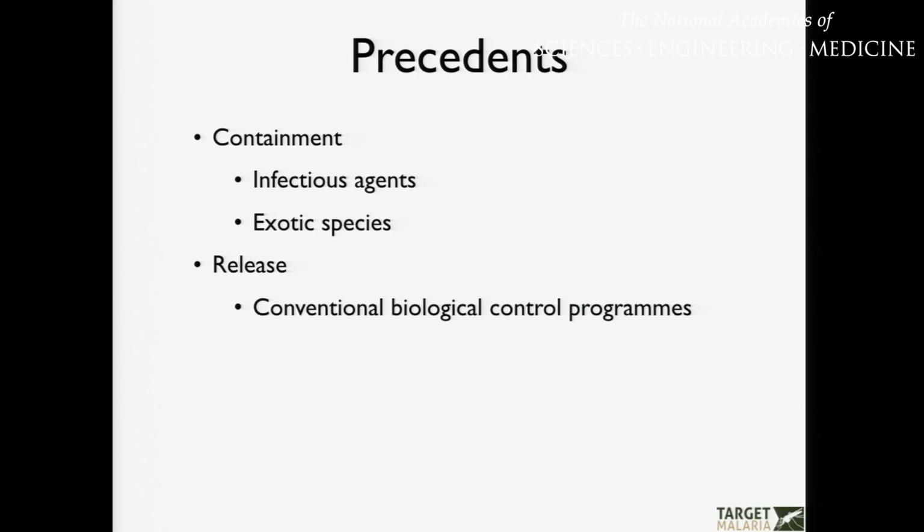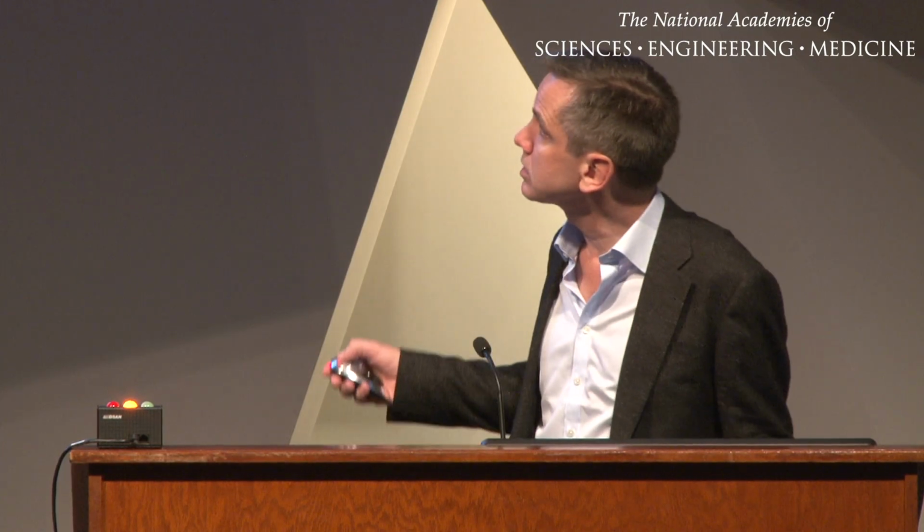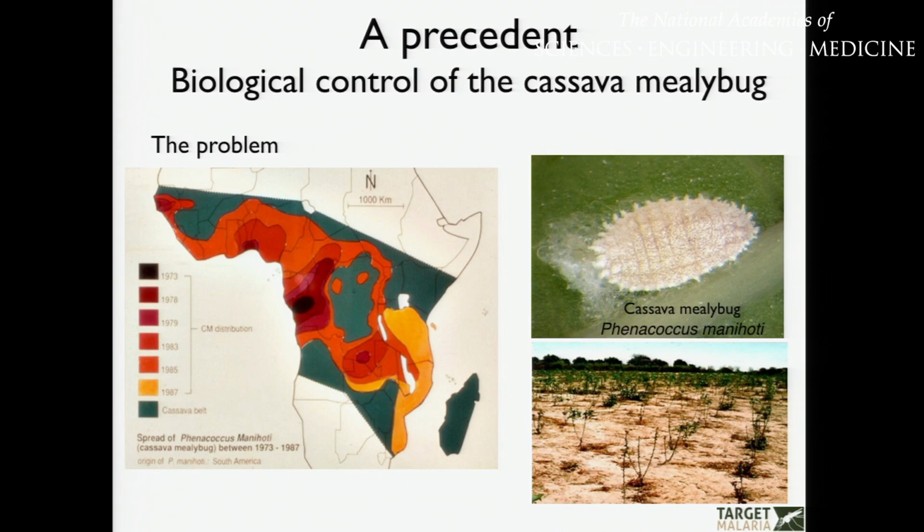In terms of the releases, probably the best parallel is conventional biological control programs. This is just an example. This is not the malaria belt in Africa, but it's very similar to it. It's where the cassava mealybug was in the 70s and 80s. Cassava is a staple crop from South America. At some point, this mealybug got introduced from South America and caused all sorts of devastation.